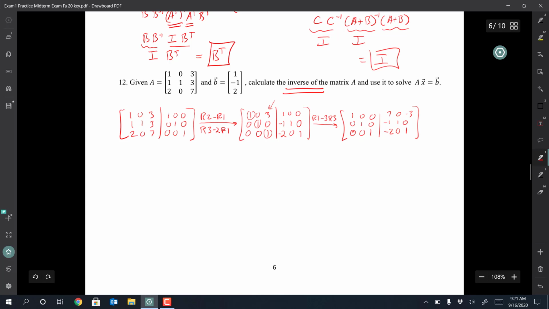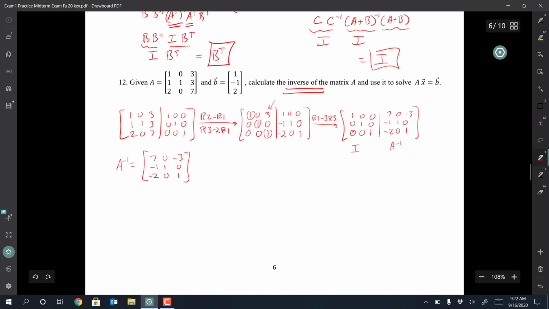So after my row reduction, I have identity on the left, and the value on the right should be my inverse. So I believe A inverse should be 7, 0, negative 3, negative 1, 1, 0, negative 2, 0, 1.